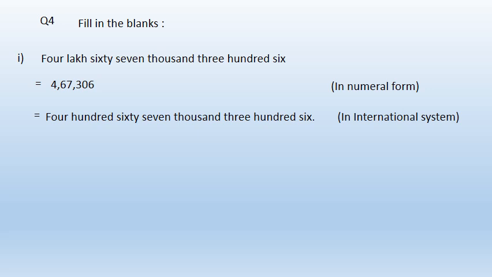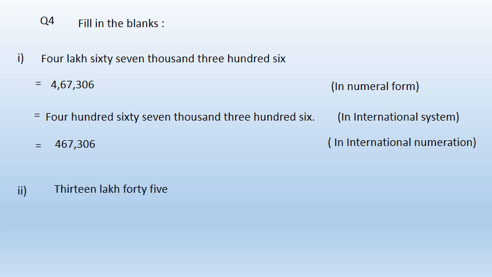Let's see. This is given now in the international system. See here, 467,306. Now the same thing, we are going to write down in numeral and place the comma according to the international system.